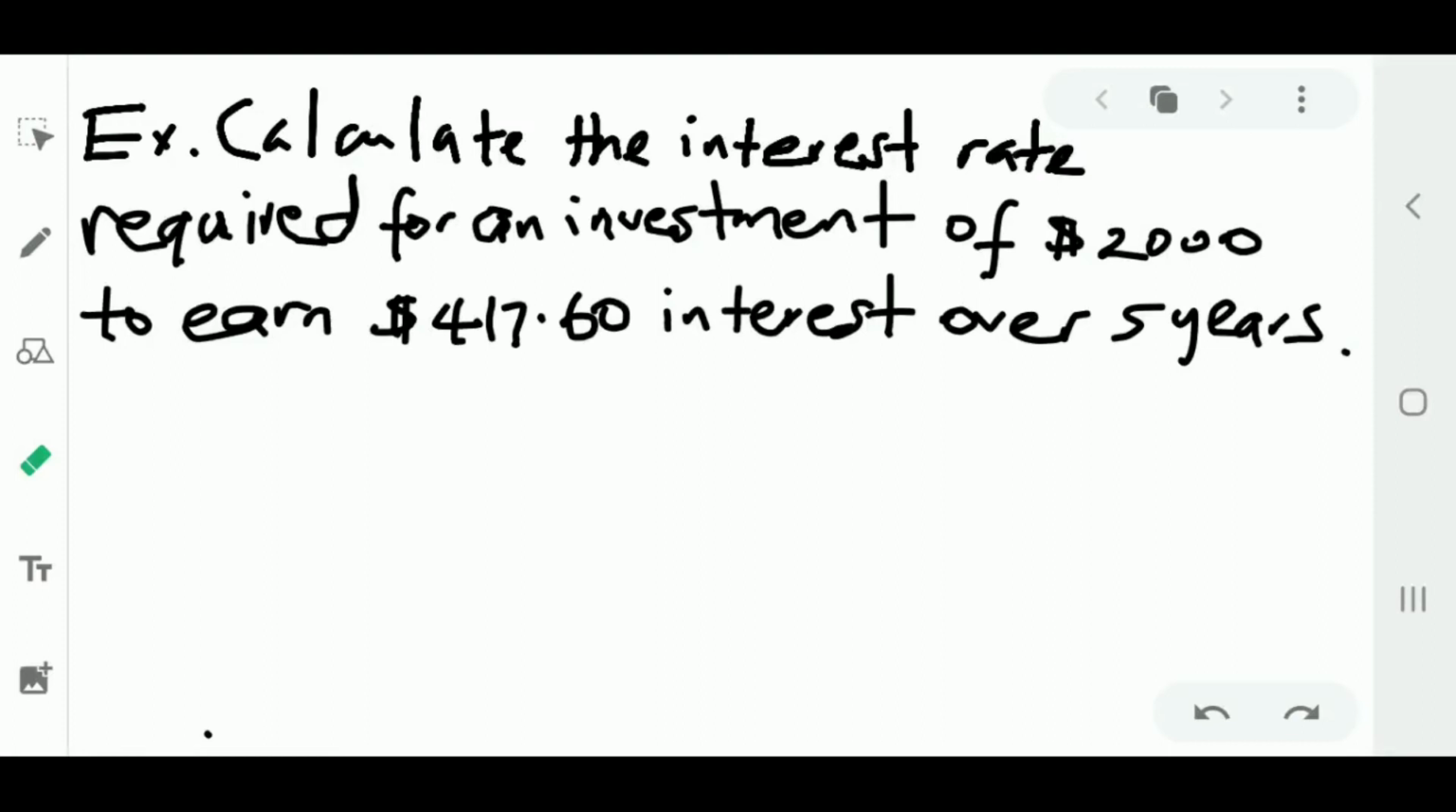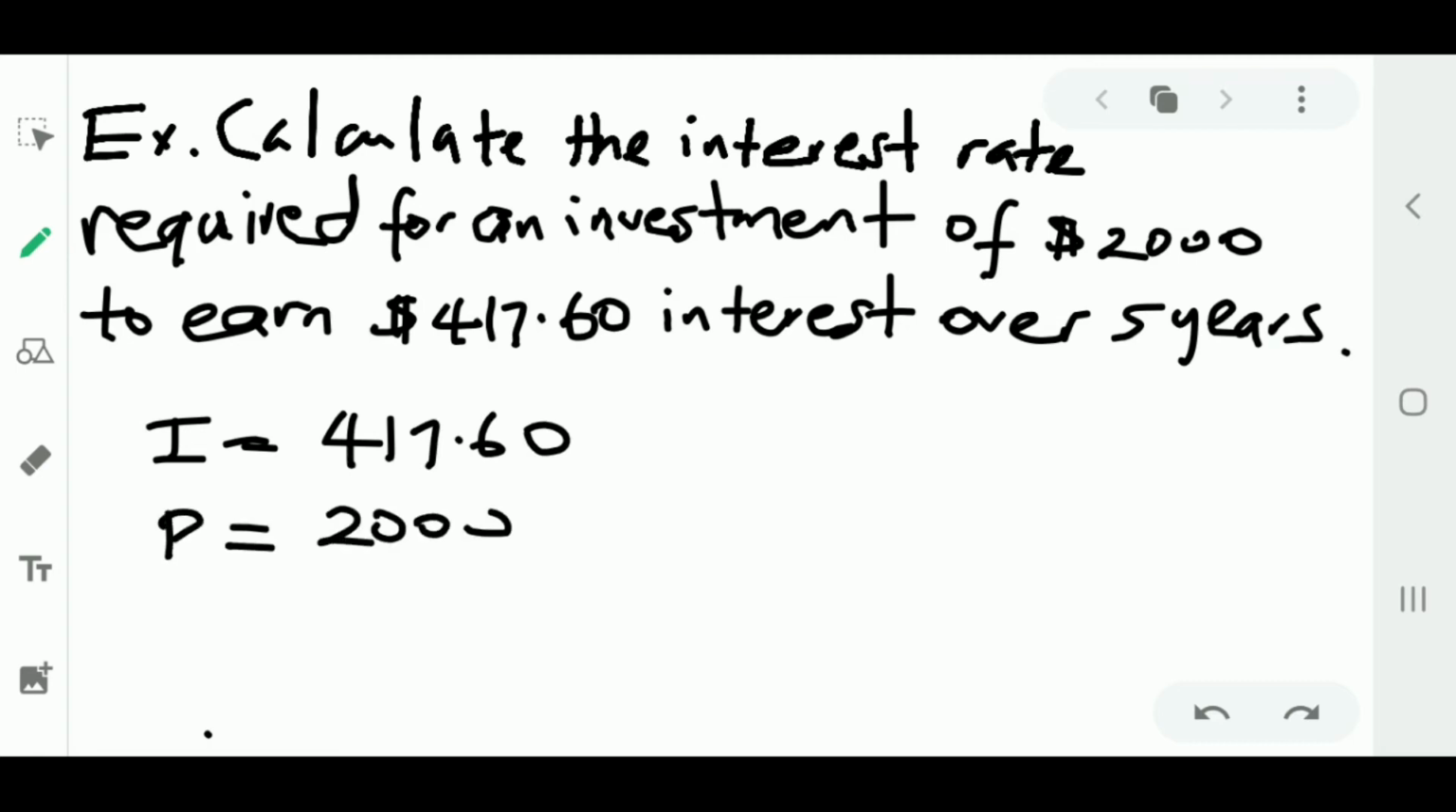So the next example we have is: calculate the interest rate required for an investment of $2,000 to earn $417.60 interest over 5 years. So I is equal to 417.60, P is equal to $2,000, T is equal to 5, and R is what we don't know.